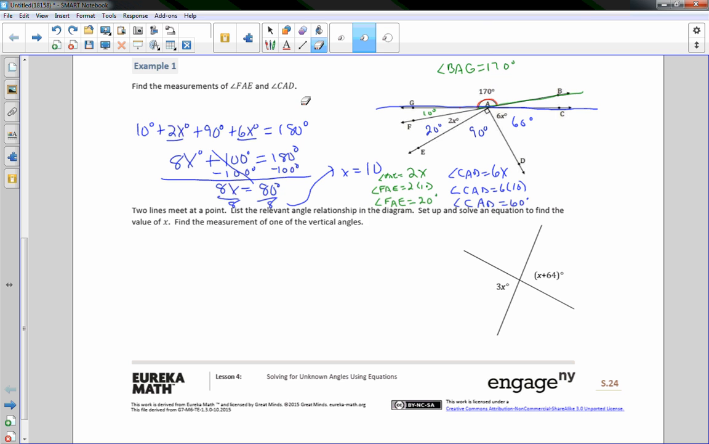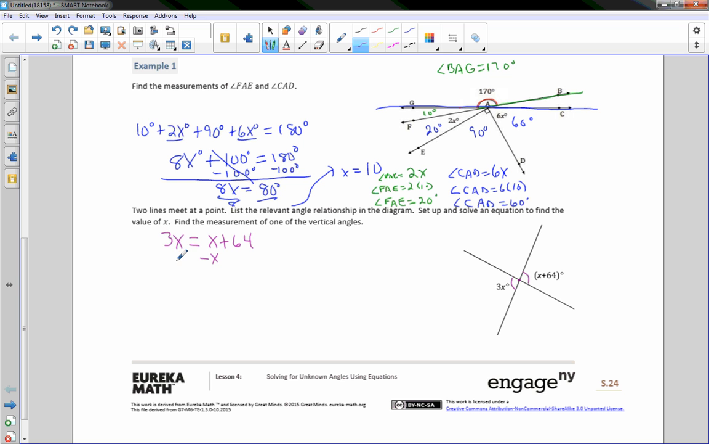Okay, number 2. Or it's a continuation, I suppose. 2 lines meet at a point. List the relevant angle relationship in the diagram. Well, this angle is vertical to this angle. Vertical angles are congruent. So to set up and solve an equation to find the value of x, I would say the angle that is represented by 3x is equal to the angle that is represented by x plus 60.